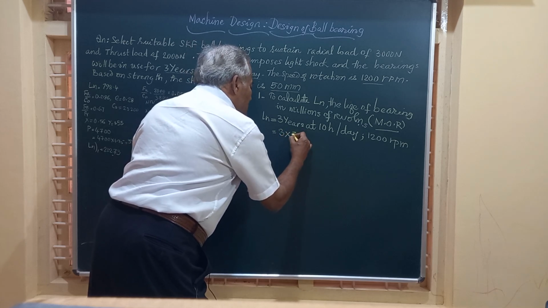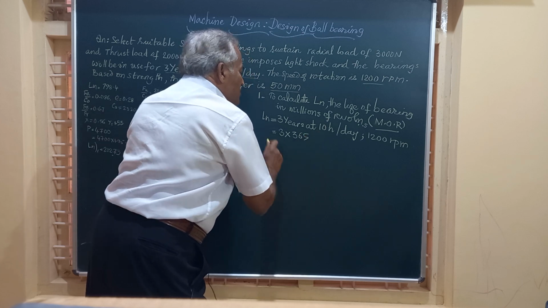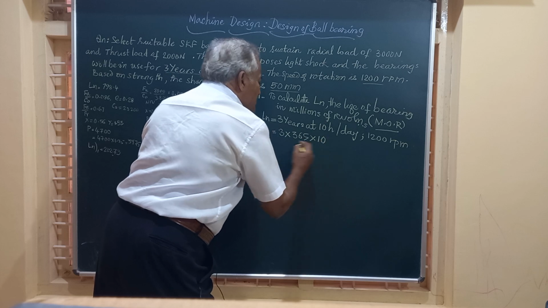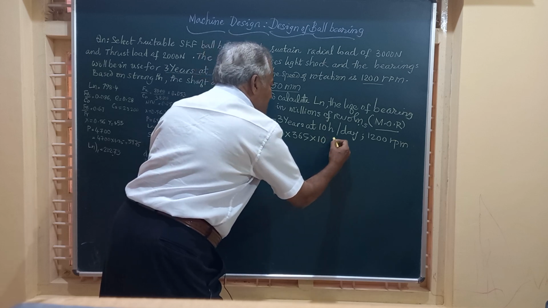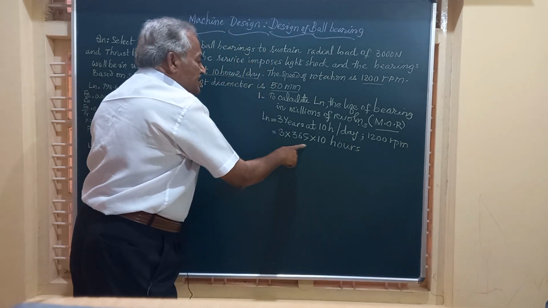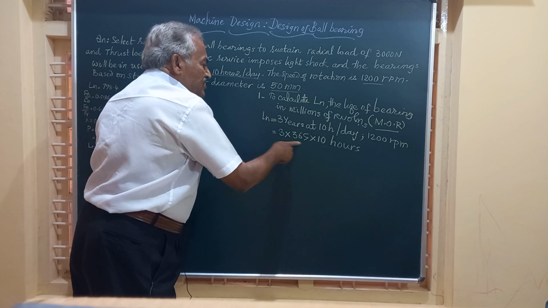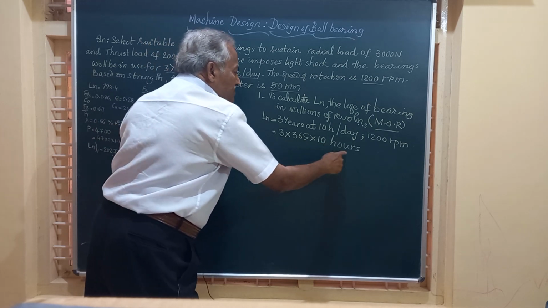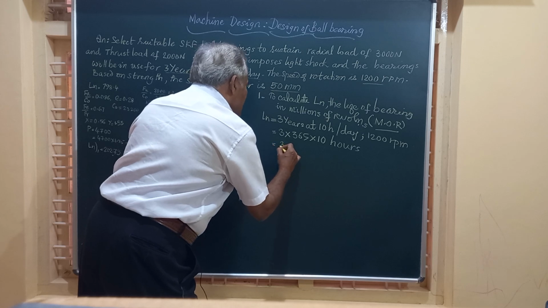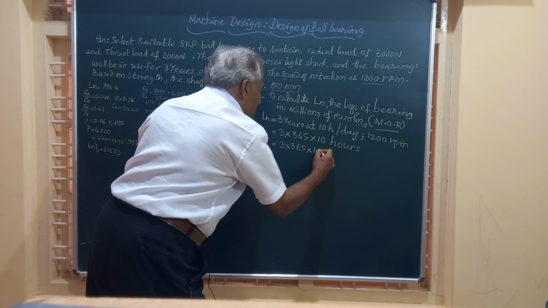I am going to convert that to days, 365 days. This will give you the total number of days, into hours. That is the total number of hours you will get. This is 365 days into 3 years, total number of days, into 10 hours per day. So it will give you so many hours. So this is 3 into 365 into 10 hours.